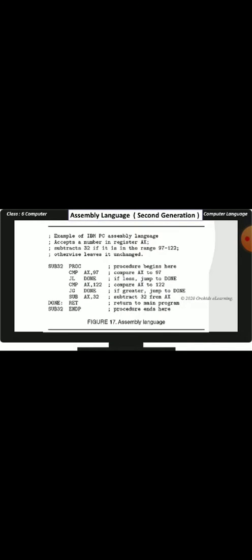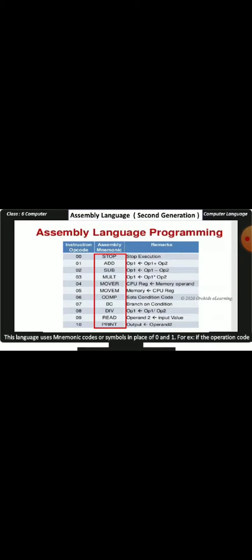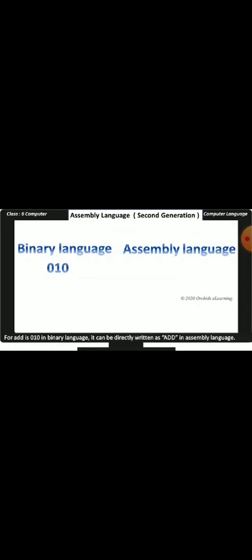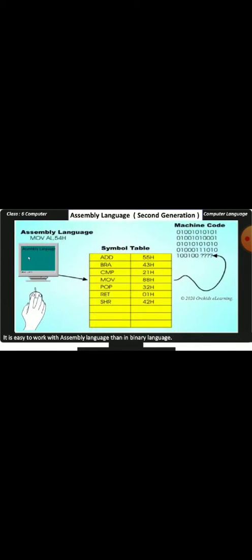Assembly language, second generation. This language uses mnemonic codes or symbols in place of 0 and 1. For example, if the operation code for add is 010 in binary language, it can be directly written as add in assembly language, because assembly language uses symbolic code. Hence, it is easy to work with assembly language than in binary language. Since a computer can understand only machine language, assembly language programs have to be converted into machine language.